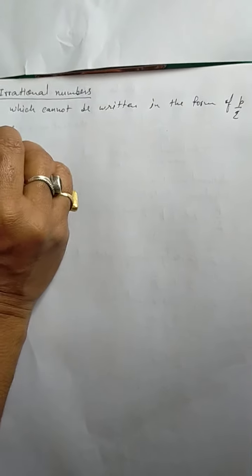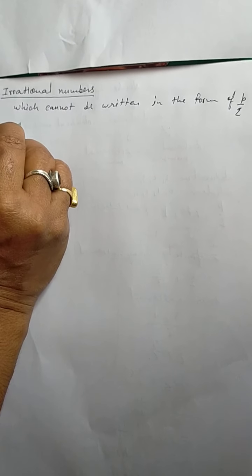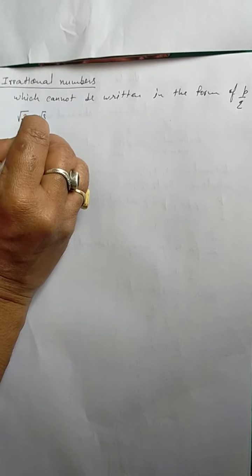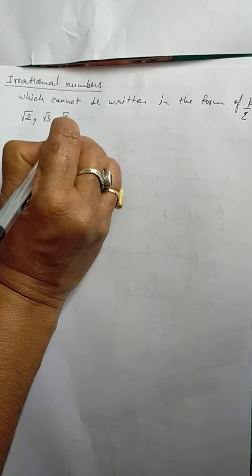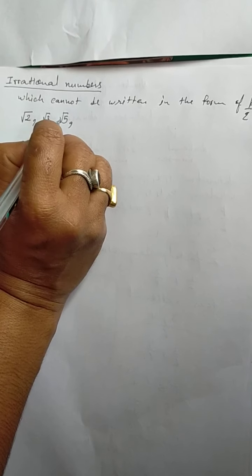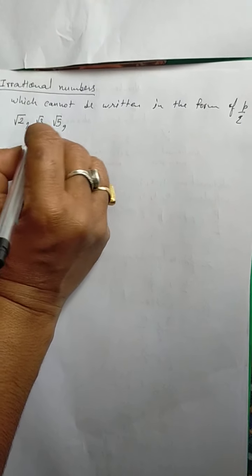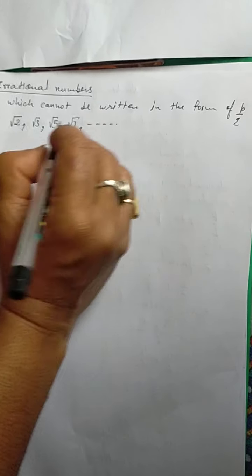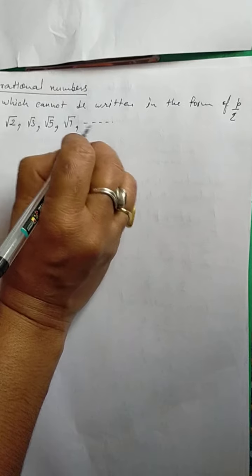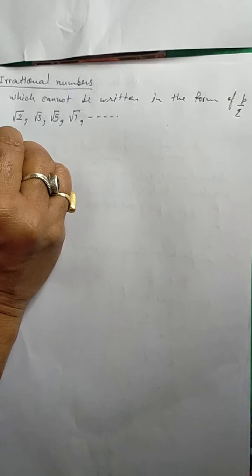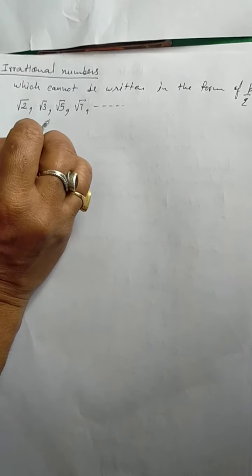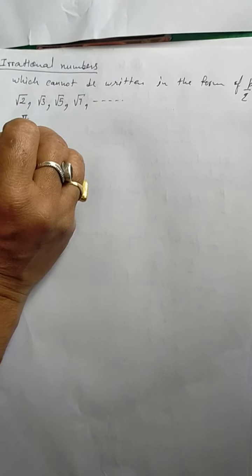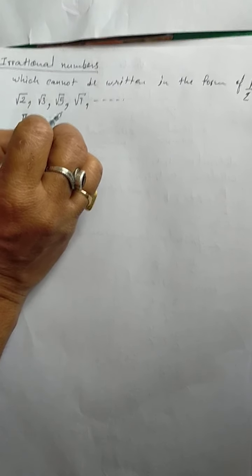And the numbers which are in the form of square root of positive numbers, for example square root 2, square root 3, square root 5, except perfect square numbers. Square root 4 is not an irrational number. Square root 2, square root 3, square root 5, square root 7 and so on. These are examples of irrational numbers. Similarly, pi is also an irrational number. We will study it later, why we call pi an irrational number.